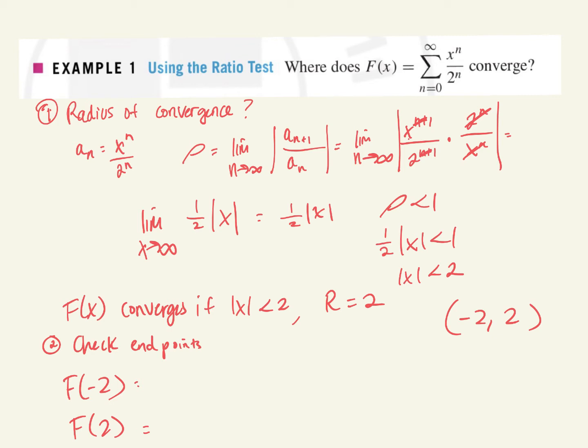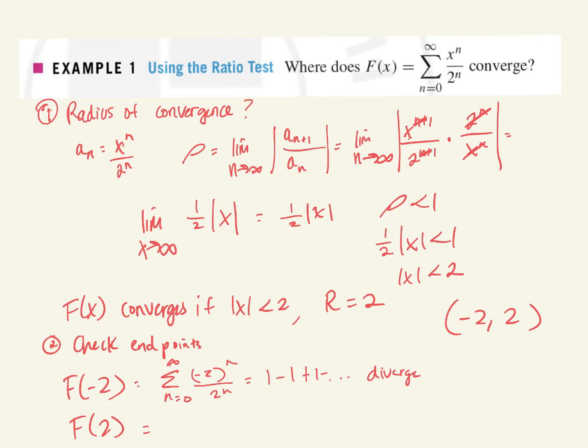So if I'm evaluating f of -2 first, then I'm looking at the summation from 0 to infinity, -2 to the n power over 2 to the n power, which is alternating. It's 1 minus 1 plus 1 ... So this is one that diverges, right? It doesn't end up going to some value. It alternates back and forth.